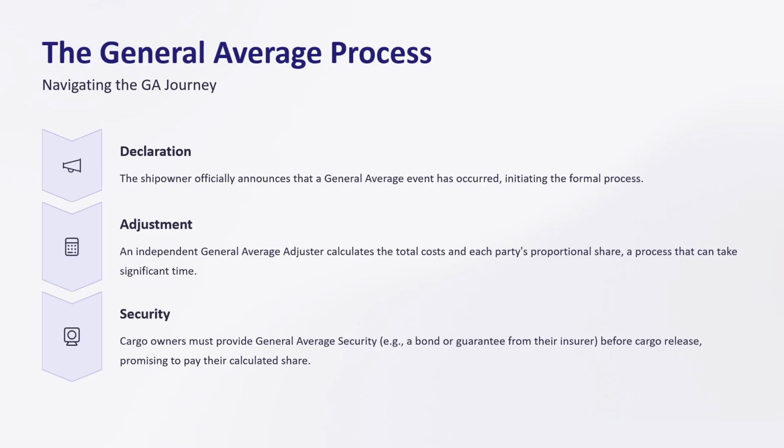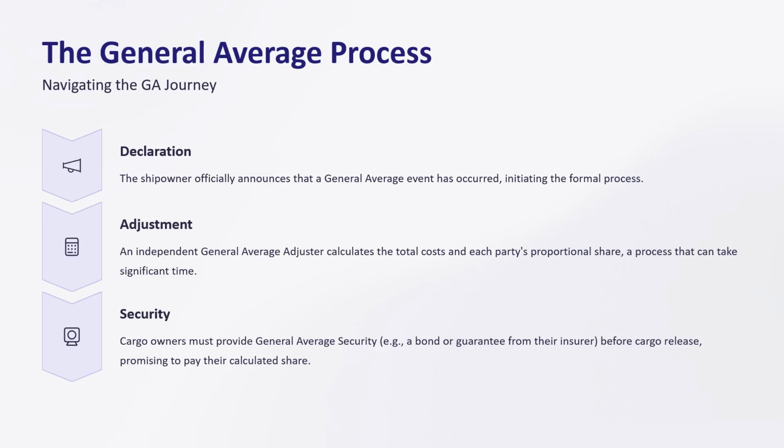So, what happens when a general average event occurs? First, the declaration. The ship owner officially announces that a general average event has taken place. So, this is the formal start of the process.